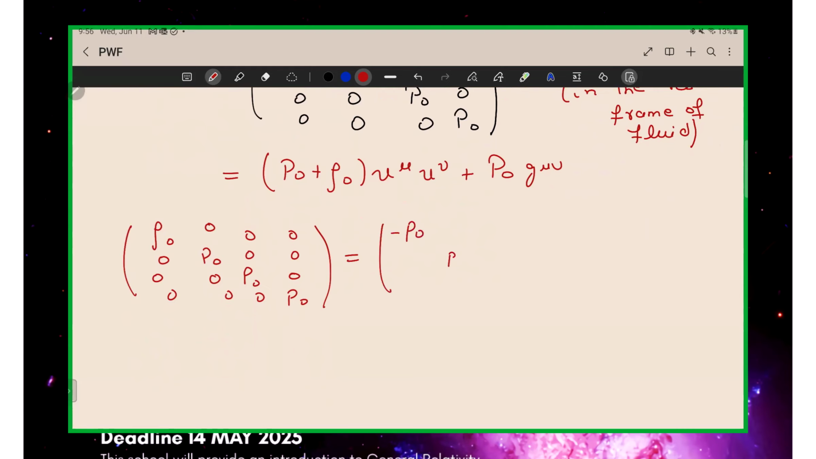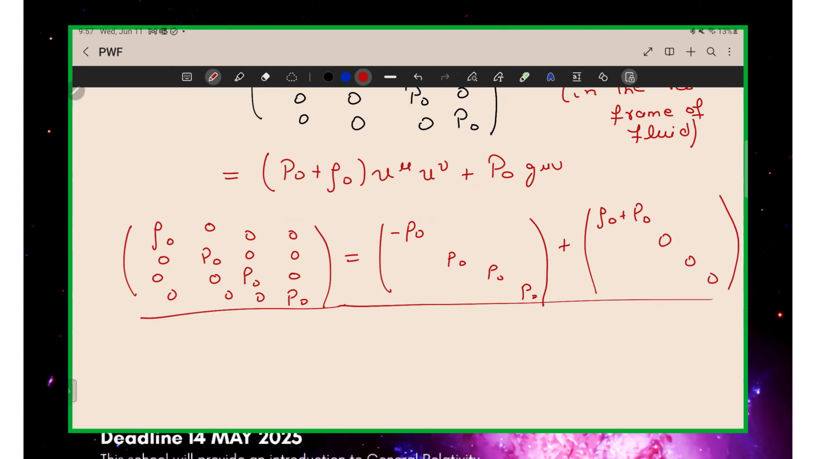Minus P. I'll just write the diagonal entries now to save time. Plus... I'm sorry, I think that there is some mistake here. Give me a minute. Sorry, this is 0. This is 0. So you can write down this matrix as these two contributions, right?